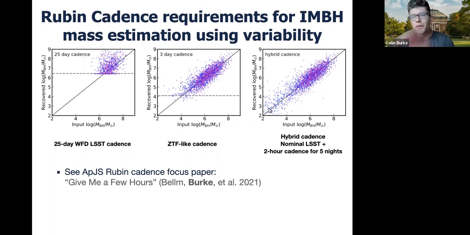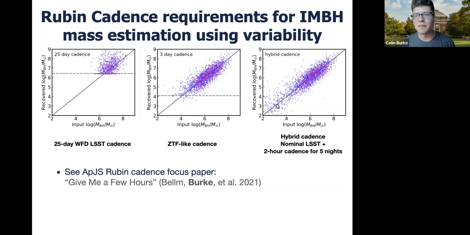And so what's shown on the very right-hand side is what happens if we use a hybrid cadence with a 30-day light cadence, which you might have with LSST, the wide fast deep, wide field survey. But then we supplement it with a 2-hour cadence where we hit this field for 5 nights or a week, if you can.